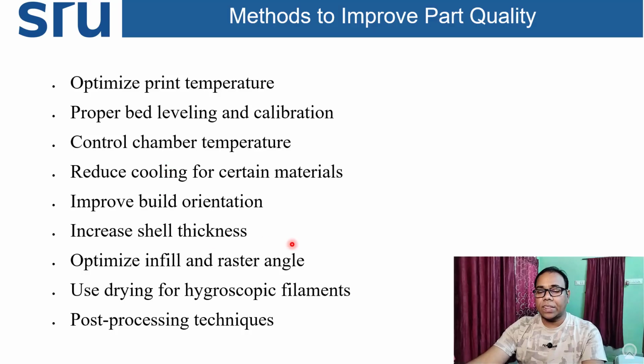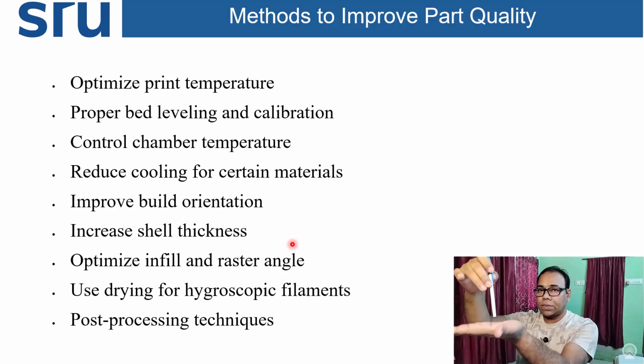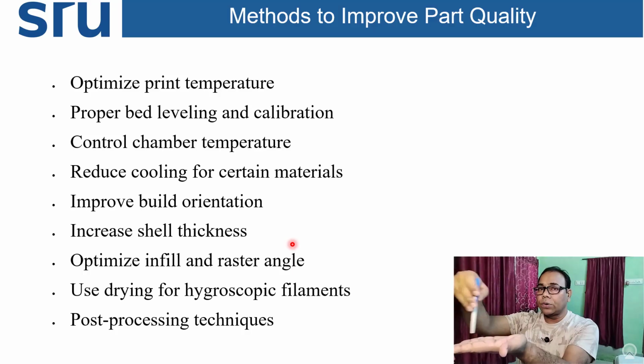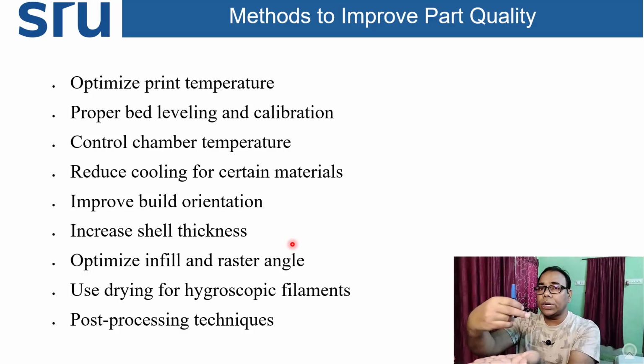Similarly, increase the shell thickness. Sometimes a warpage issue and some other issues come, so one can increase the shell thickness. As we know, in the 3D printing process, the shell is formed first. Here the entire contour is printed first. After that, the inside is printed. So boundary or shell formation happens first, and sometimes we have to increase the shell thickness.